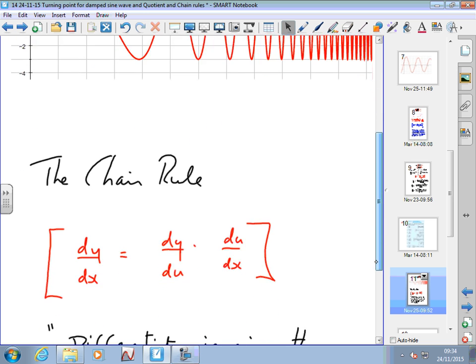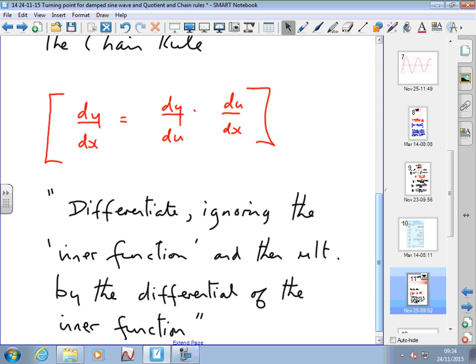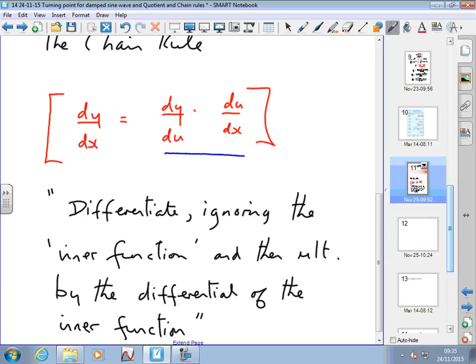So what we do is we apply this chain rule to it. Here it is mathematically written. And what it's saying is you differentiate ignoring the inner function and then multiply by the differential of the inner function. It's a bit of a mouthful and it looks a bit awkward here. So the best way to do it is just by example, and we'll see how it works. So let's look at one or two examples of this chain rule.